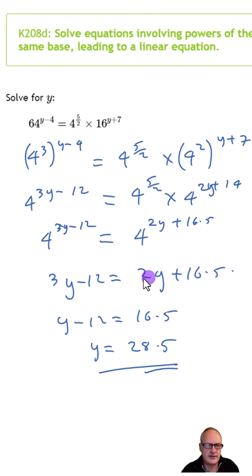So what you're going to do is make sure you get all the bases the same. Rearrange so you've got whatever the base is to the power of something, equals that base to the power of something. Then solve the equation.